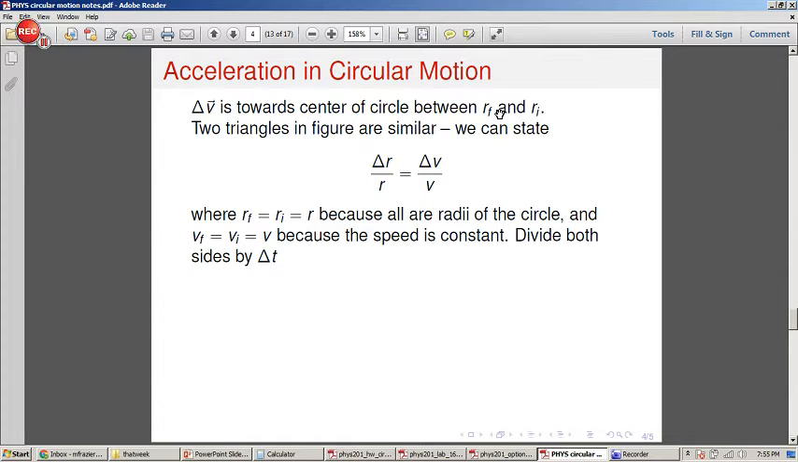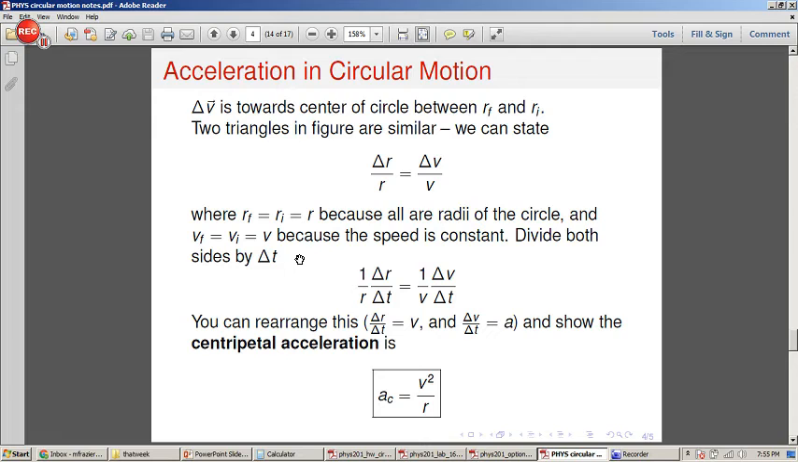Because delta v is towards the center of the circle, you have this relationship. Delta r over r is delta v over v. And if we divide by delta t, what we have is, the left side is v over r, and the right side is a over v. And so we rearrange it, we get the acceleration. These formulas that we've seen in the boxes are basically the only formulas you have. a is v squared over r, and v is 2 pi r over T. And that's all you should need. That and converting from RPM to a period.